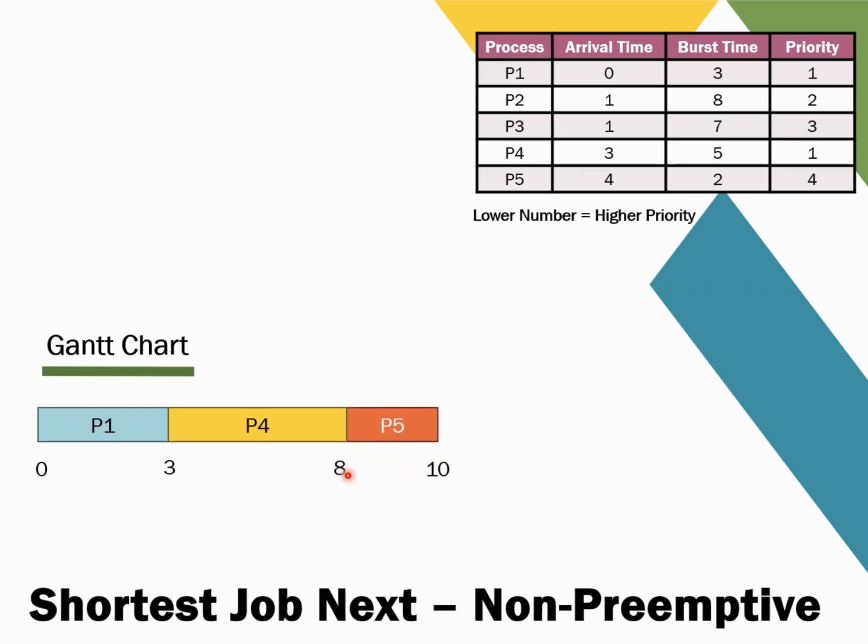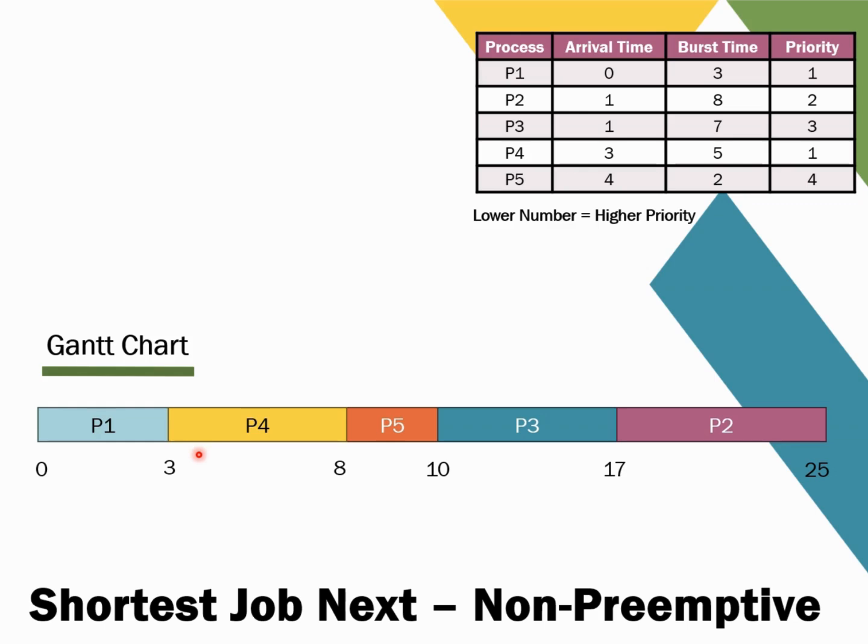And between 8 to 10, as you can see here, we have 2 burst time for P5. And at the end, we only have P2 and P3. So between 7 and 8 burst time, we choose 7. So between 10 to 17, we allocate the CPU to P3. And between 17 to 25, we allocate it to P2. So this is the Gantt chart for this example also.